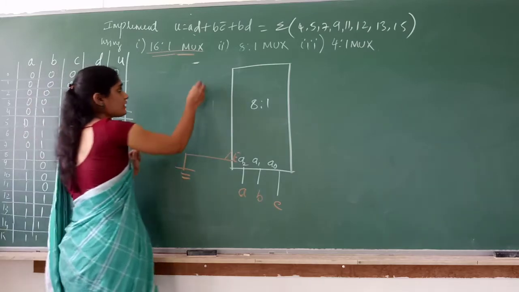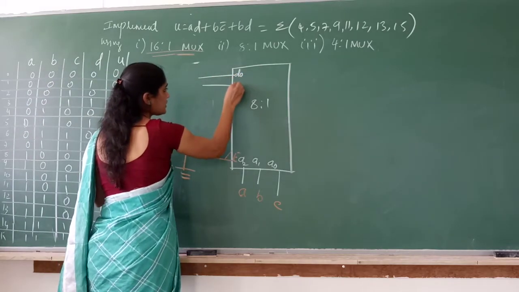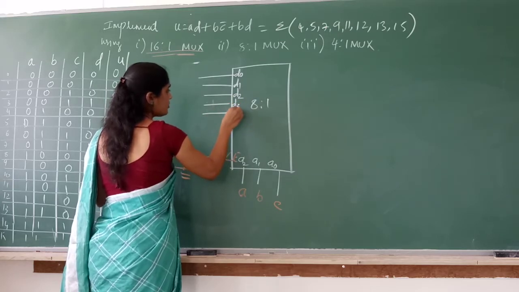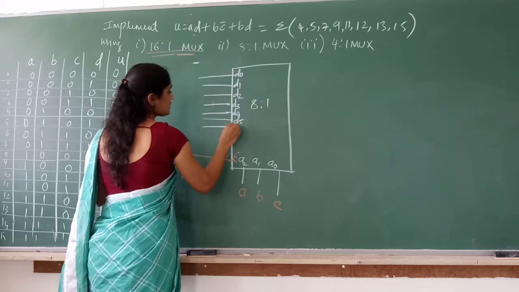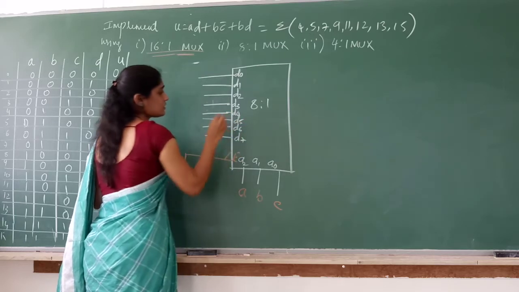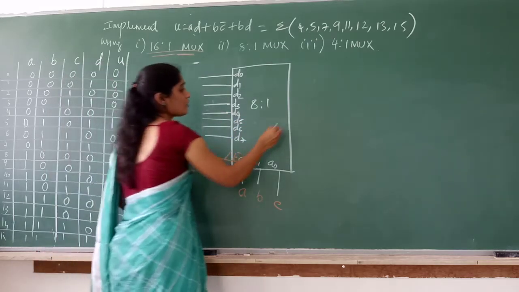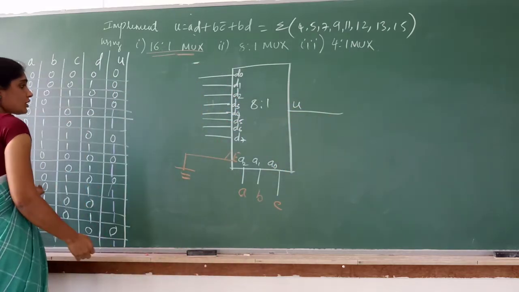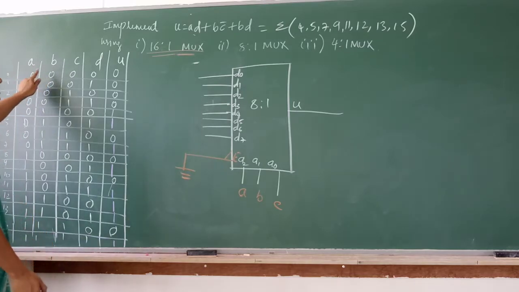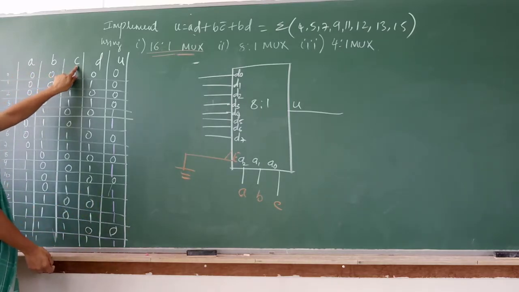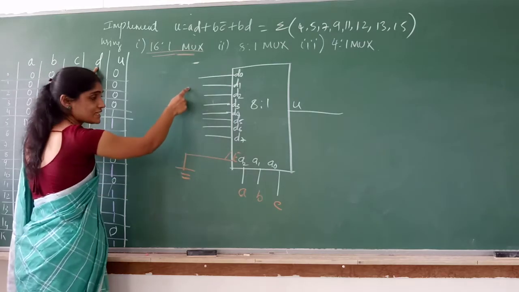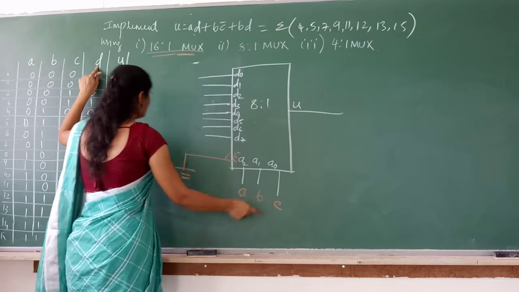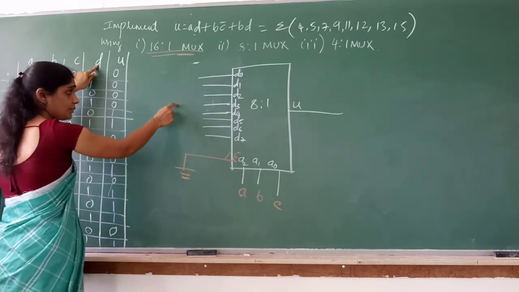And how many input lines we will have? D0, D1, D2, D3, D4, D5, D6, D7. So 8 input lines, 1 output. Let's call it U, or you can call it Y. Now we have to do some modifications at the input. One variable, D, we have to use as input variable, because only 3 we can give as select inputs A, B, C. The other variable D will appear at the input.